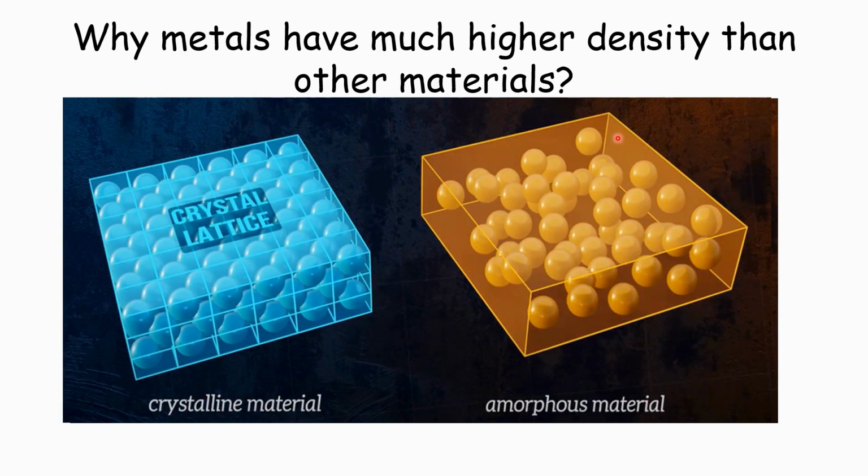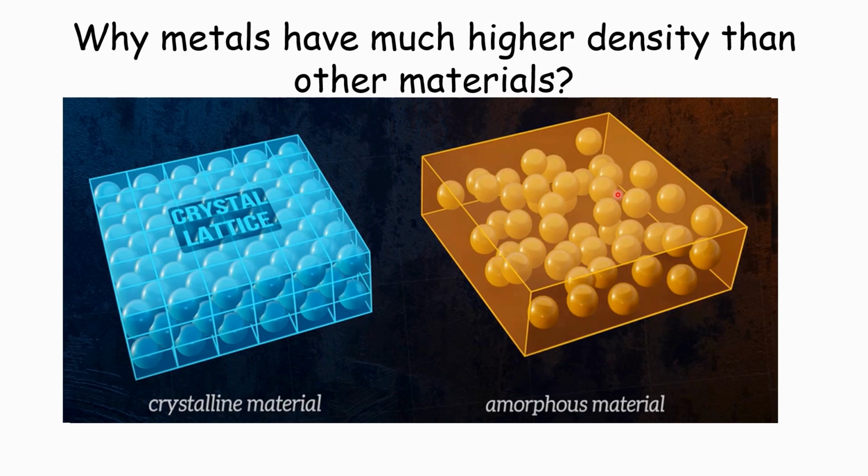In terms of metal atomic structure, we can see that the atoms in pure metals are closely packed in a regular grid. If we compare this with glass, we know that glass has randomly arranged atoms, and glass is amorphous, not crystalline like metal.